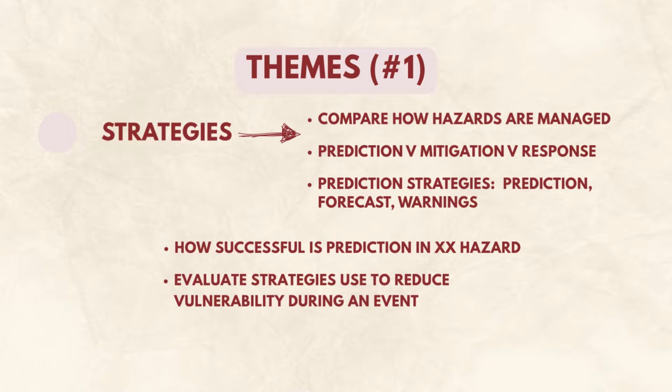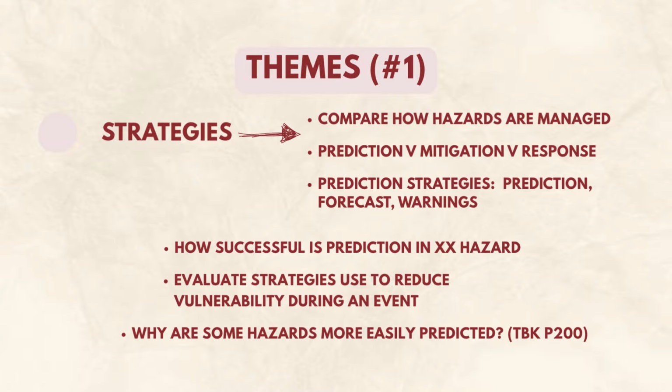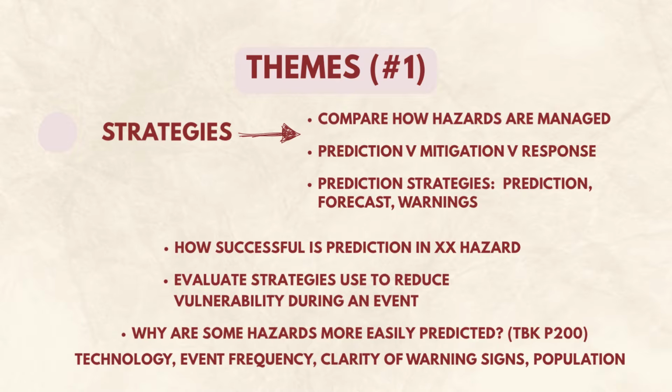One sub-question within prediction that's come up a couple of times is why some hazards are easier to predict than others. I brought this up because I thought the question was a bit cheeky, since the answer isn't obvious from the textbook. But you can talk about monitoring technology, event frequency, clarity of warning signs, and whether an area is considered important enough to monitor.